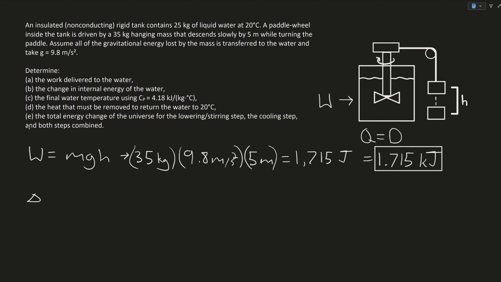For part B, we can use a simplified form of the first law of thermo, which is that our change in internal energy is equal to our heat plus our work. Now our heat is equal to 0, so our internal energy change of the water is just equal to the work done to the water, which is equal to the 1.715 kilojoules.